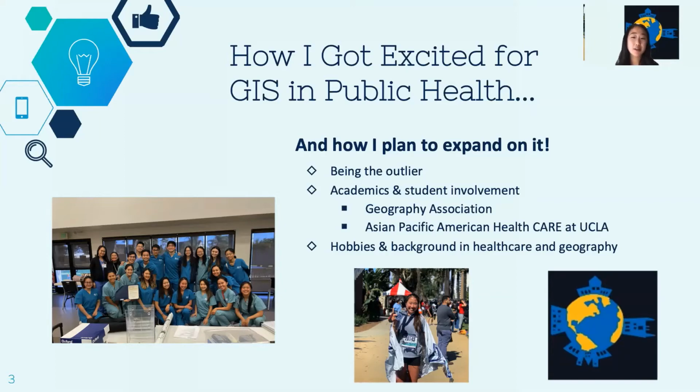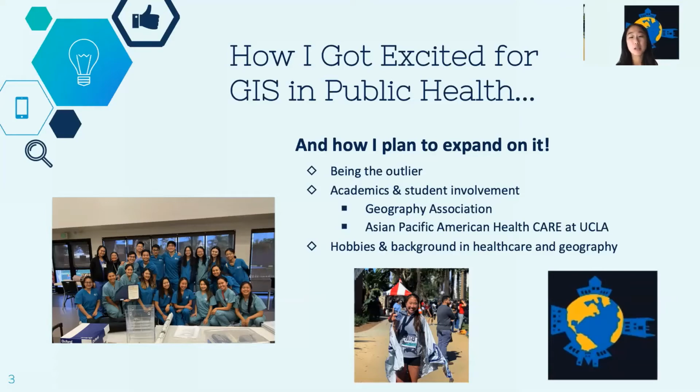And another example of how I plan to expand my excitement for GIS and public health is through my involvement in a pre-health professional student organization known as Asian Pacific American Healthcare at UCLA. I am part of a mental health project where my research team and I plan to use maps to understand the relative geographic distribution of different types of mental health or psychiatric services around Los Angeles County, especially in areas with higher concentrations of underserved Asian and Pacific Islanders.